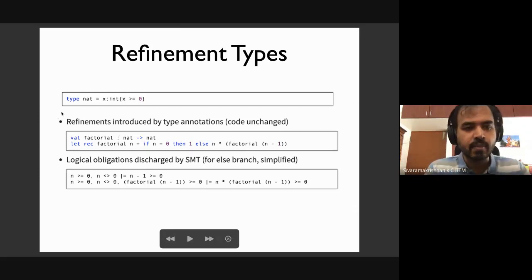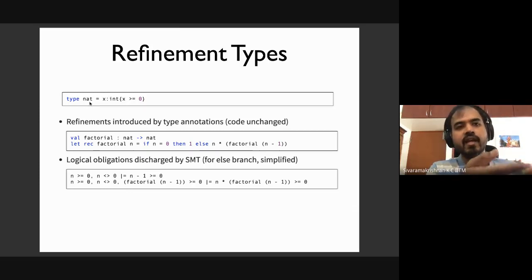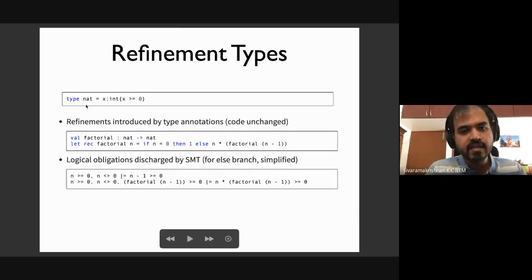So here is an example. I am defining a type natural number. The natural number type is what we had seen a little bit earlier. And the way the natural number type is defined is it says type natural number is an integer type. Let's just give it a name. Let's say for any x which is an integer, the natural number type has a constraint. And what is the constraint? X has to be greater than or equal to 0.